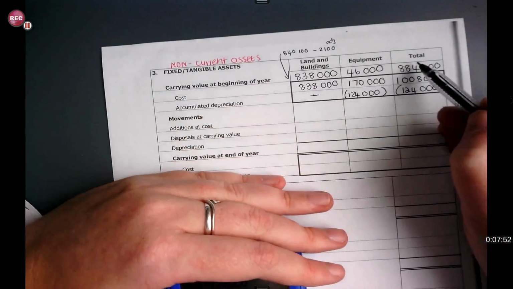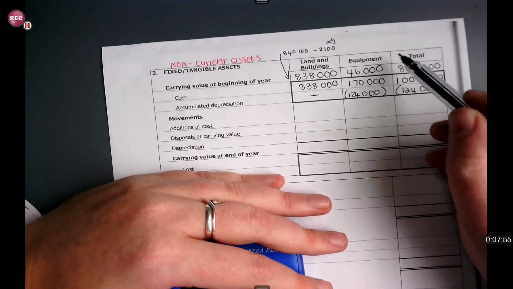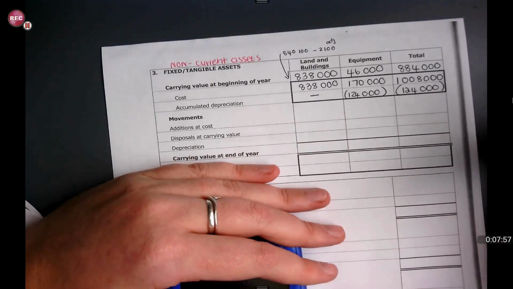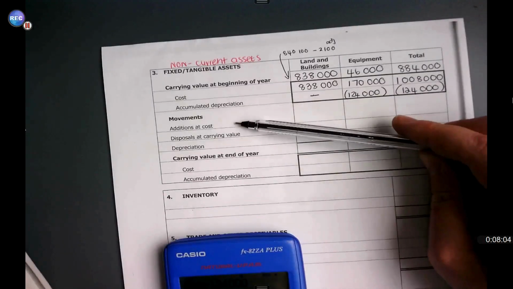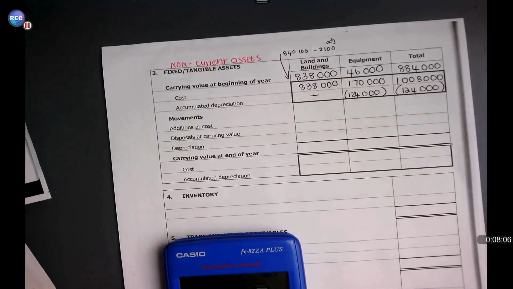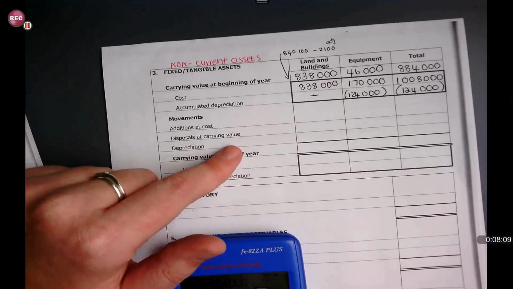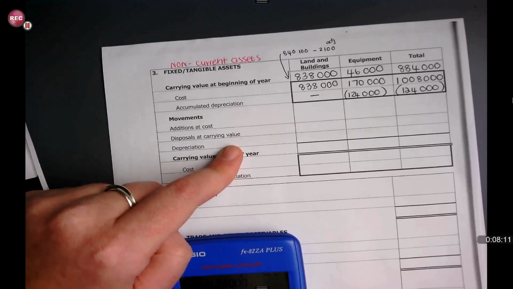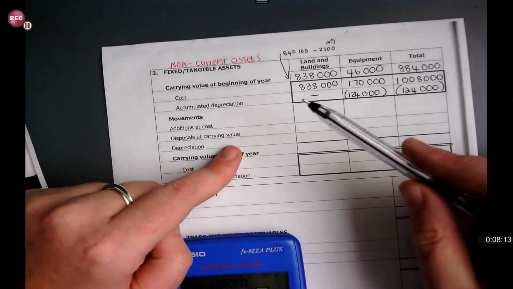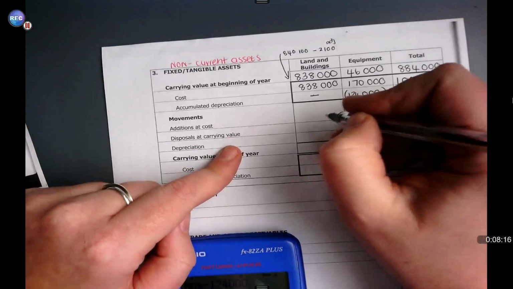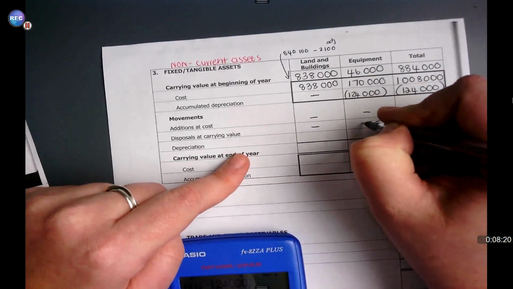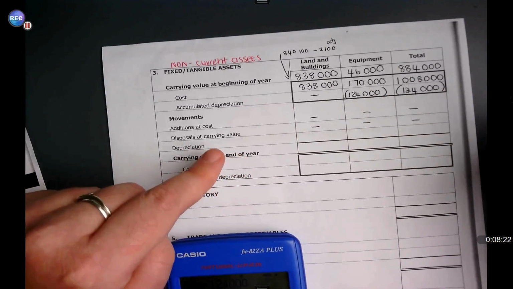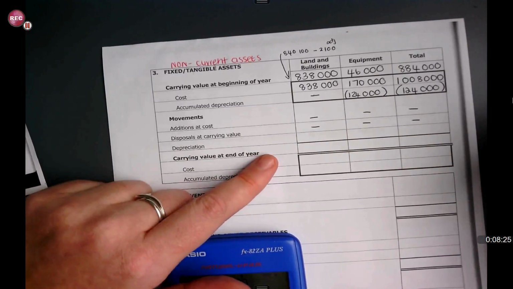This is the total amount you had at the start of the financial year. Then things happen throughout the year. From the 1st of March to the end of Feb, things happen to your assets. Either you would buy more assets or you would get rid of assets, sell them, you decide to replace others, and then depreciation takes place. According to this activity, they did not buy any other assets throughout the financial year. So there was no additions at cost, and there was no disposals, so no selling of assets. But there was depreciation that took place.